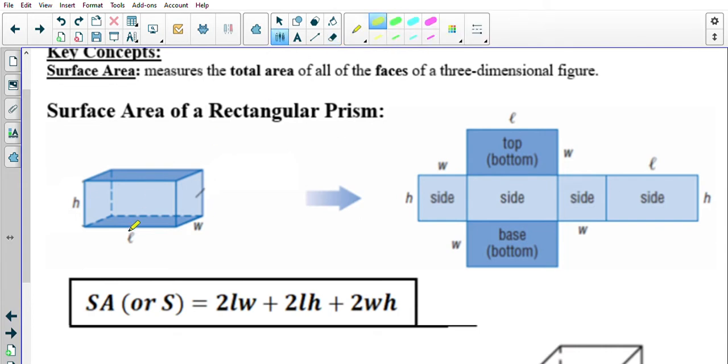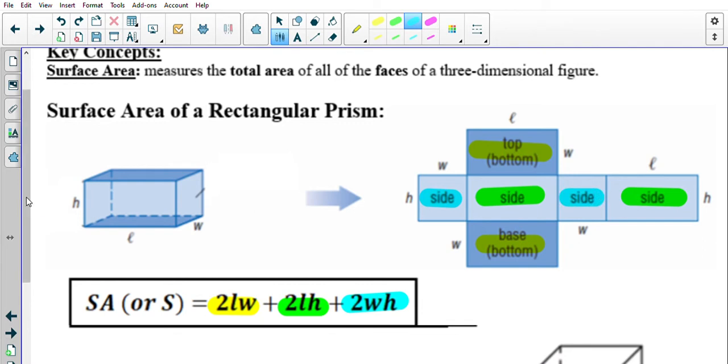So our formula is 2LW plus 2LH plus 2WH. The 2LW comes from these two faces that happen to be the same size. We have two of them, and their areas are length times width. The 2LH comes from the area of these two surfaces. Since the dimensions of these are L and H, we find the area by taking L times H, and there's two of them. And then finally, 2WH comes from the area of these two surfaces, which have dimensions W and H. And again, there's two of them, so we take 2 times W times H.